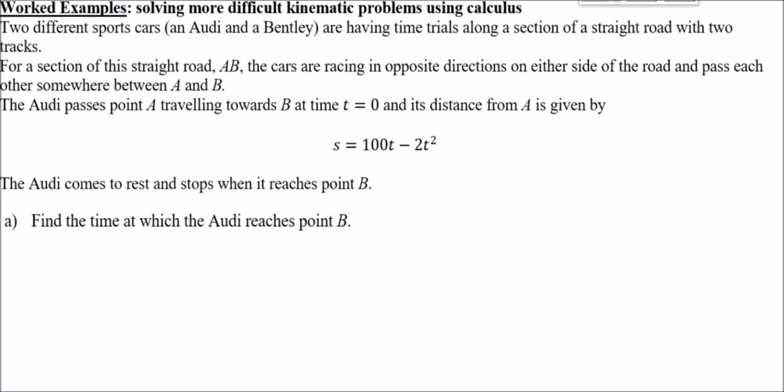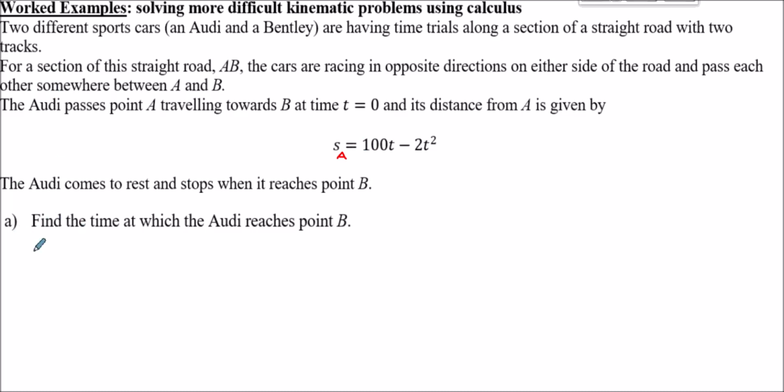So we're having some time trials along a section of a straight road with two tracks. So one track goes one way, another track is moving in the opposite direction, so the cars don't collide. So for a section of this straight road, the cars are racing in opposite directions, one going one way on one track, the other going the other way on the other track. The Audi passes point A and travelling towards point B at time t equals 0, and the distance from A is given by s equals 100t minus 2t squared. And so because we're talking about an Audi and a Bentley, I might just include here actually s subscript a, just to denote we're talking about the Audi.